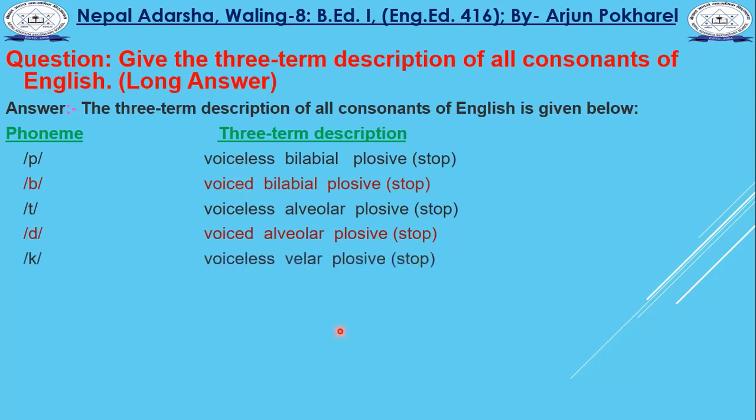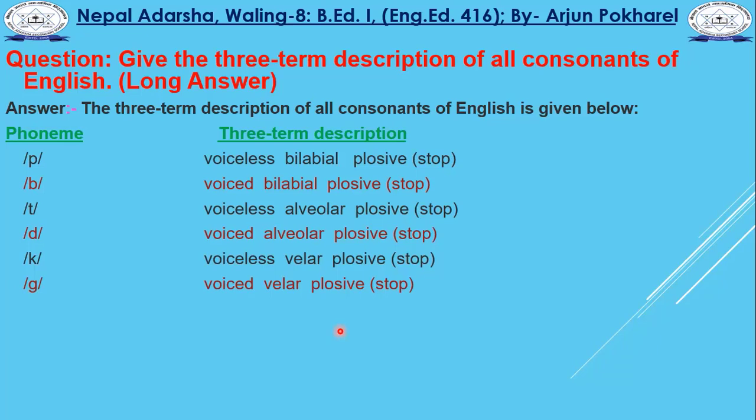Now next, ka. Ka is voiceless velar plosive. Ka is a voiceless sound, it is a velar sound, and it is a stop or plosive. In the same way, ga is voiced velar plosive. Now you can see the diagram and the table, and you can easily find out the three-term description of all the consonants of English.